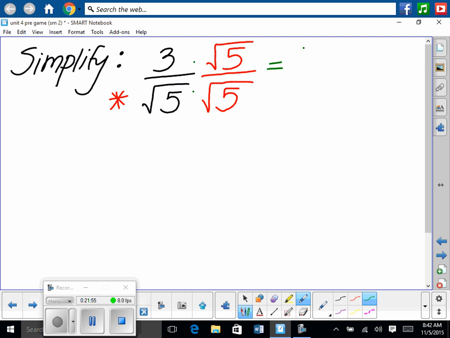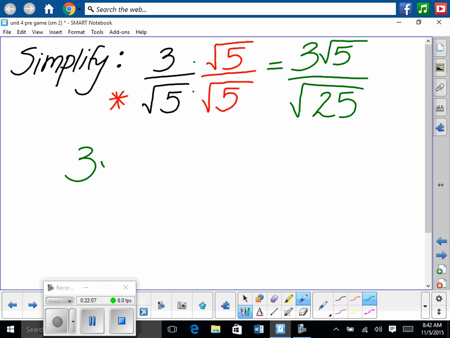We multiply the top straight across and the bottom straight across. So on top, we're going to have 3 square roots of 5 because they're not under the same root, so we'll leave it as it is. And on bottom, we have the square root of 5 times 5, which is 25. So on top, we have 3 square roots of 5. And on bottom, we have the square root of 25, which is equal to 5. Very good.